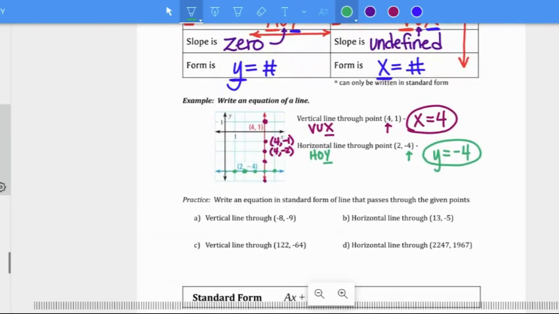So let's do a little practice. Try those 4 examples there. Pause the video for a minute, and I'll come back and you can check your answers.